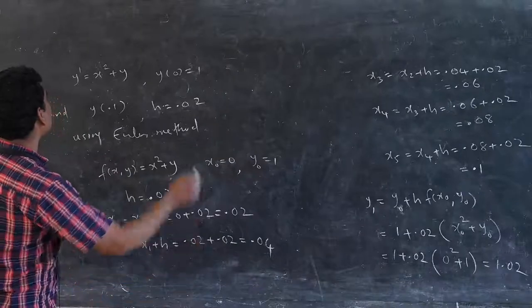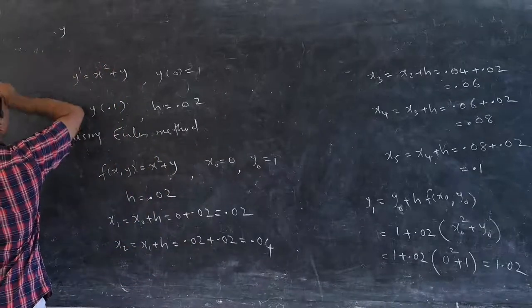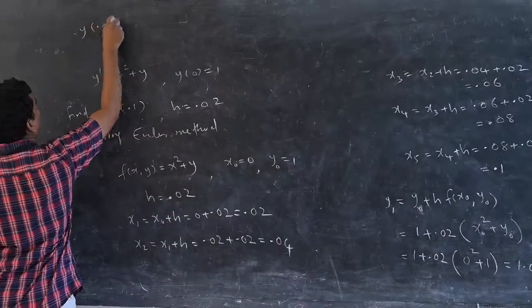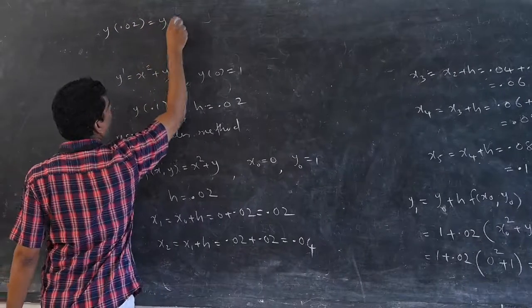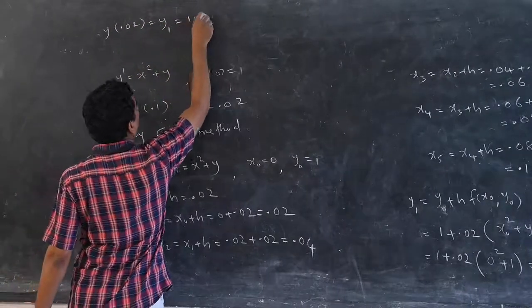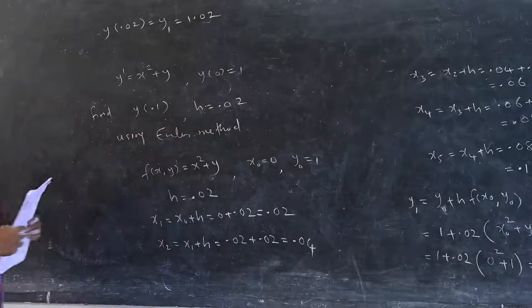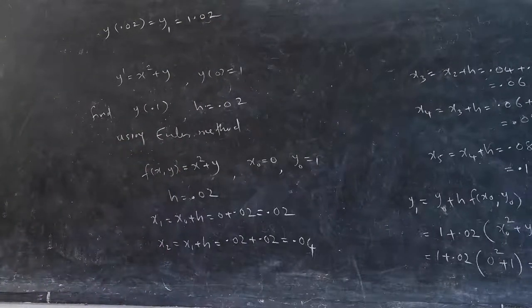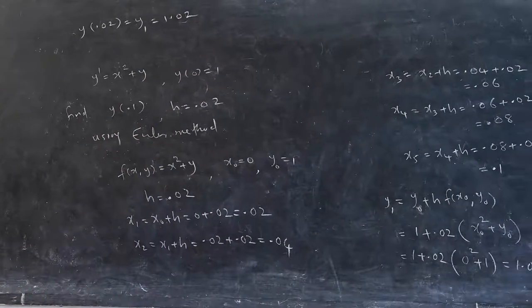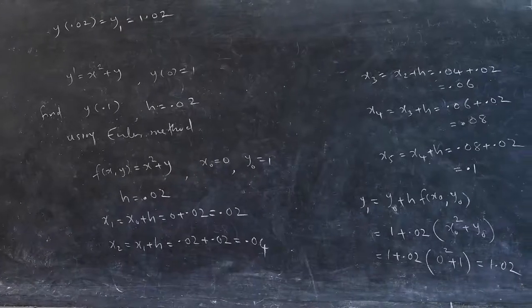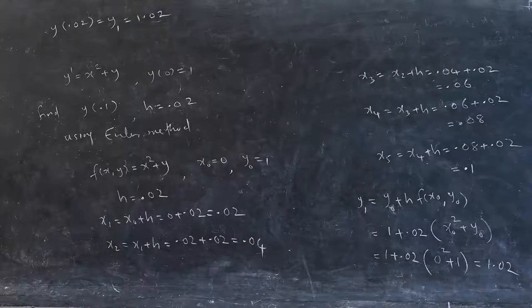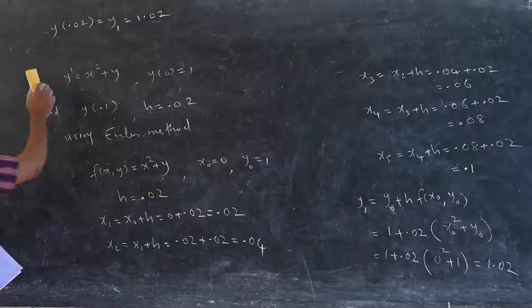y1 is y of x1, that is y of 0.02, which is 1.02. This is the approximate value of the solution using the Euler method at the point x1 equal to 0.02.